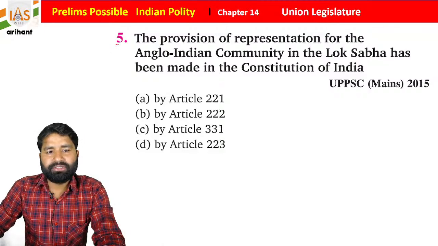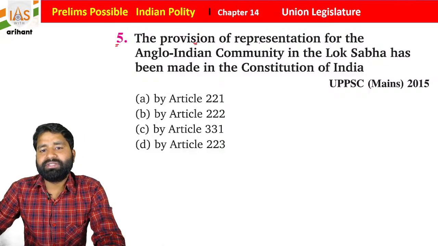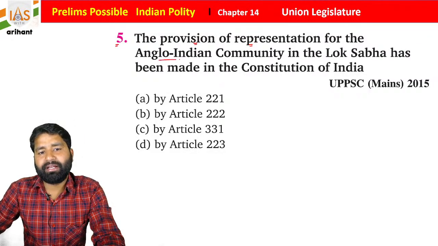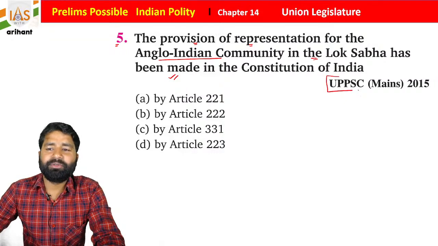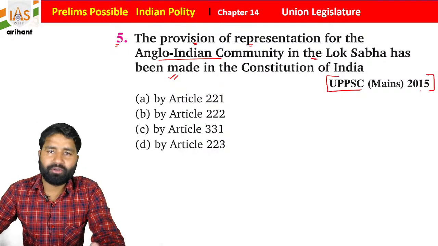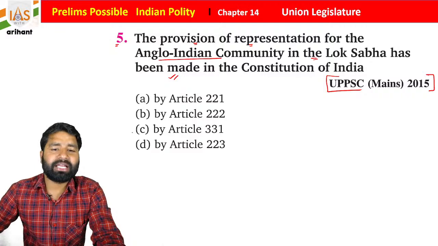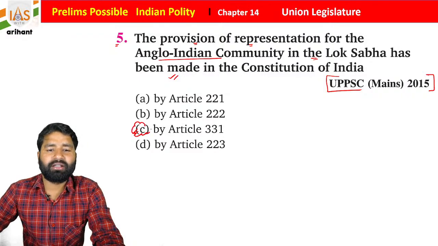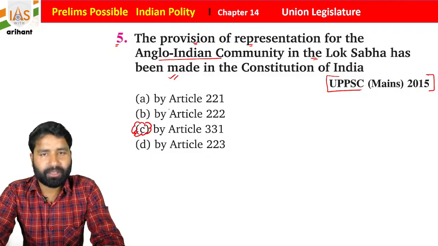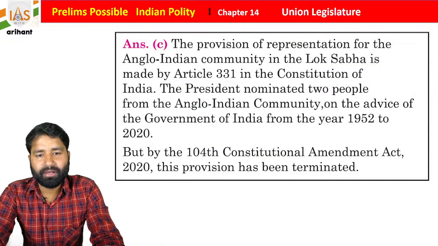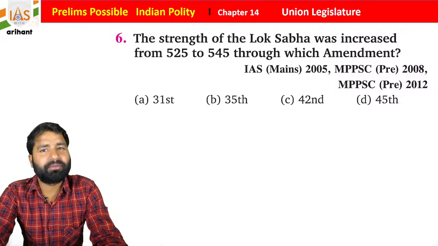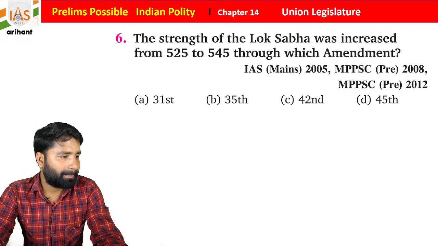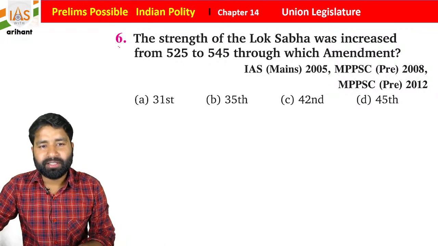Okay, now see the 5th question. The provision of representation of the Anglo-Indian community in the Lok Sabha has been made in the Constitution of India. So it was in UPPSC 2015. Once again, we all know it is removed, but this type of reservation was mentioned under Article 331 of the Indian Constitution. Now it is also removed. So I'm just skipping this explanation because it is not worthy today. Getting it? Now students, see question number 6.